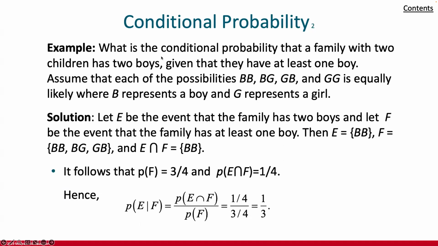Here's another example. What is the conditional probability that a family with 2 children has 2 boys, given that they have at least 1 boy? Assume that each of the possibilities BB, BG, GB, and GG is equally likely, where B represents a boy and G represents a girl. They work out the numbers here, and they say that the solution is 1 over 3.